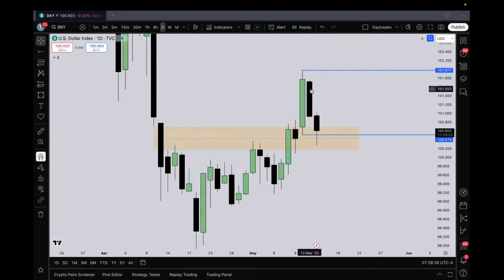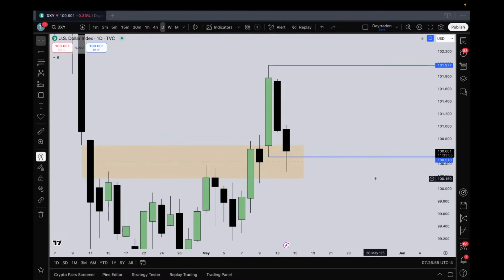Personally, I do think that this entire leg down going into the daily inversion gap is the manipulation for the week and that we are going to trade higher from now on. Does that mean that you should be full margin long right now? No, that's also not the case.